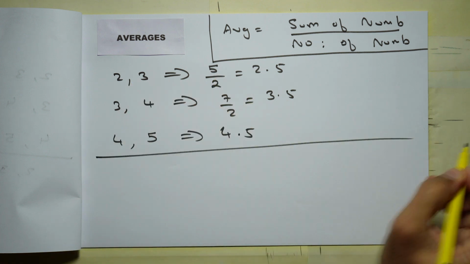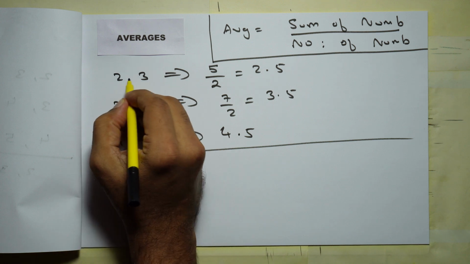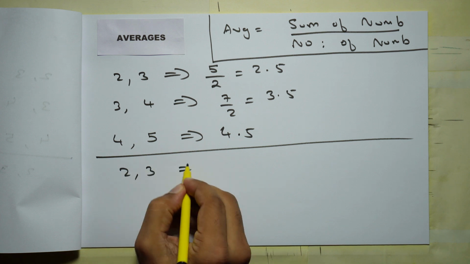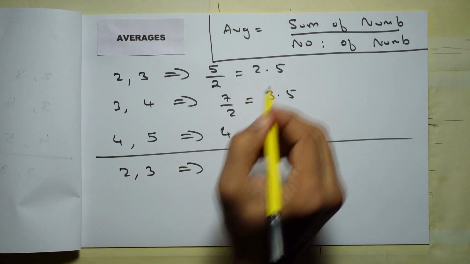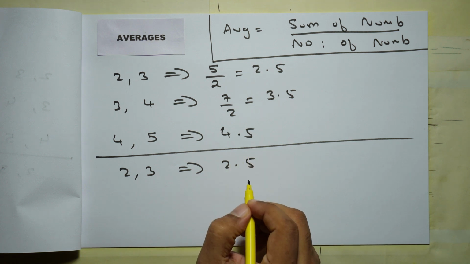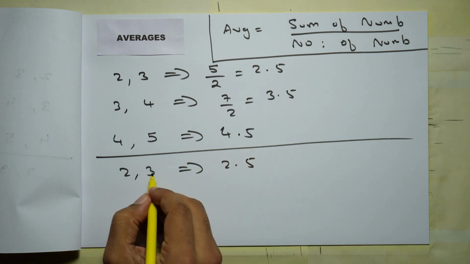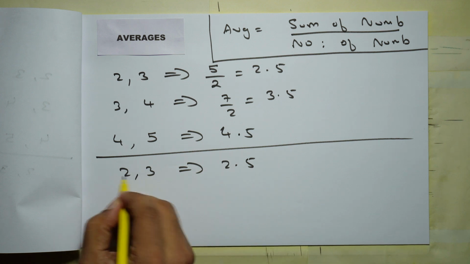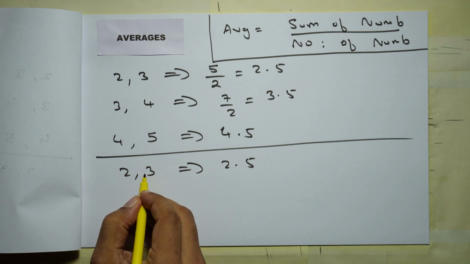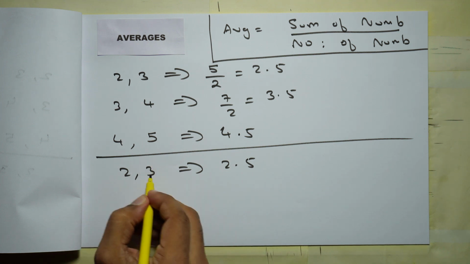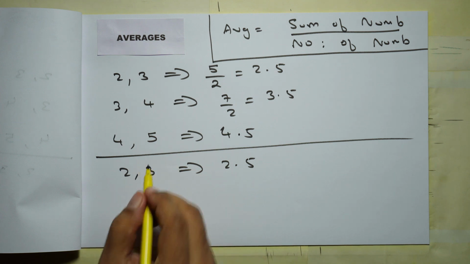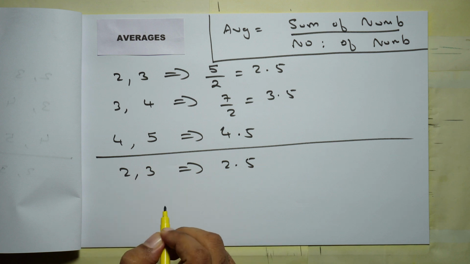Now let us look at one more concept. I'll take this example once again. You have two numbers 2 and 3. We already know their average to be 2.5. Now I want to increase their average by 1. To increase their average by 1, what you can do is increase both the numbers by 1. Or instead of that, any one number you can increase by 2. Now 2 is actually equal to 1 times the number of numbers.